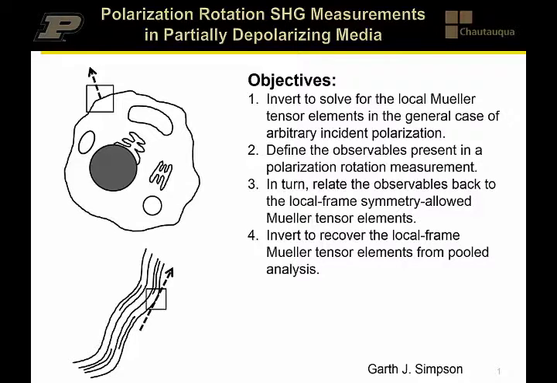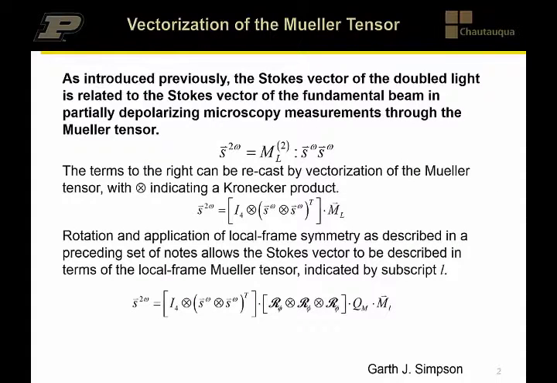So we've been alluding for some time now to the ultimate objective of inverting the analysis to recover the Mueller tensor elements. We're going to talk about how to actually do that in this next section. If we take and vectorize the right part of this equation, then the Stokes vector for the output is given by this expression in the middle. So this is the vectorized form.